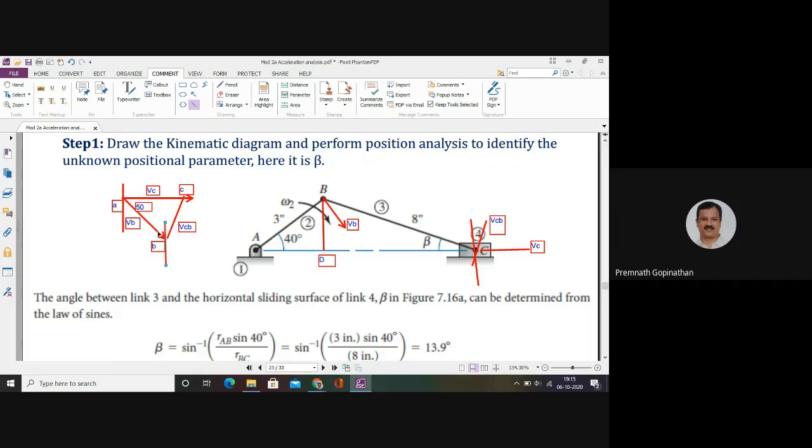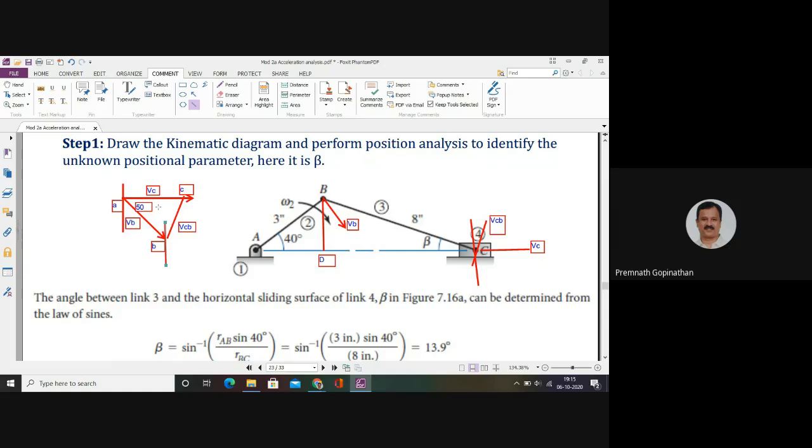And similarly, if you know the corner angles for the triangle at points A and B, then at point C you can identify the corner angle based on the law of triangles, where the total sum of the angles will be equal to 180 degrees. So corner C will have an angle equal to 180 minus 50 minus 40 plus 13.9. So that means it is 53.9. So this angle inside corner C will be known to us.